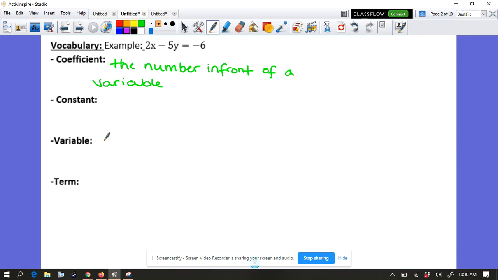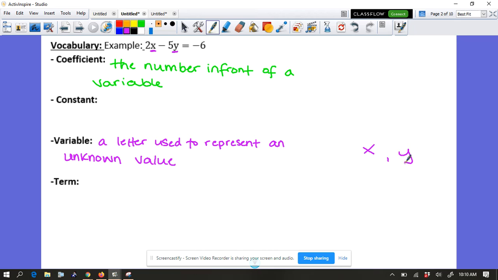A variable is a letter used to represent an unknown value. So in this example up top, you might see that there are two letters, x and y. So our two variables are x and y. So now we can find our coefficients because the number in front of x is a positive 2. Okay, the other coefficient is in front of y, and that is a negative 5.